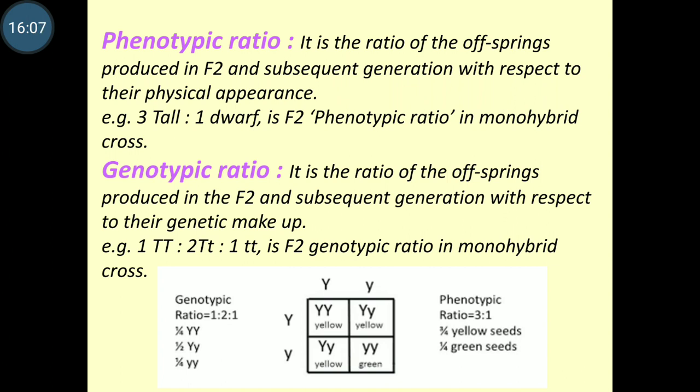Just go through the chart. Phenotypic ratio: YY is yellow, that is pure yellow. Then there is Yy, hybrid yellow. Then again there is Yy, hybrid yellow, and both small y, that is green. So the phenotypic ratio, which is visible, is 3 is to 1, and the genotypic ratio, that is pure yellow to hybrid yellow to pure green, is 1 is to 2 is to 1.